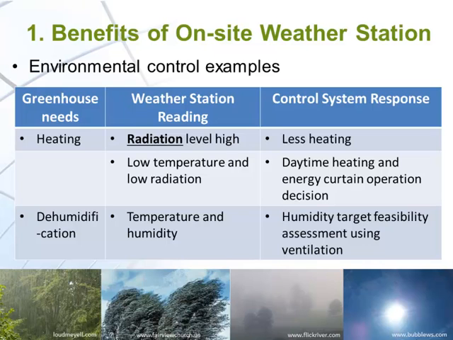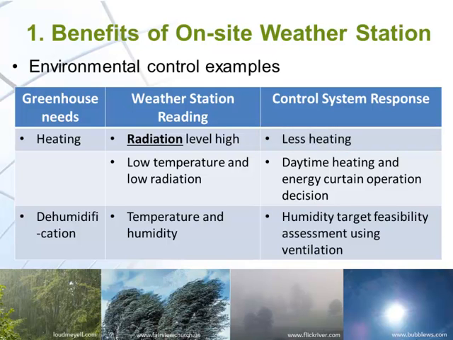In this slide, we will present heating and dehumidification related benefits. For heating, outside radiation level is a good indicator of what will soon happen in a greenhouse. High radiation indicates a greenhouse will soon be warmed up quickly by the sun. With the anticipated heat contribution from the high outside radiation, a control system can reduce heater output for more efficient heating operation.